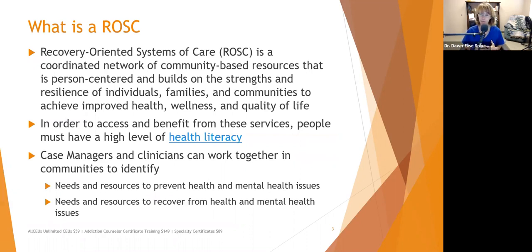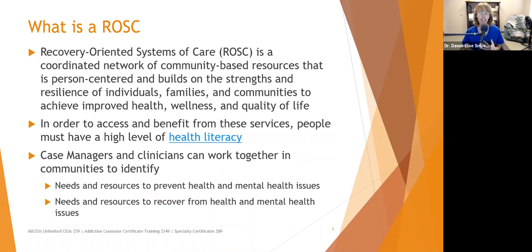are available. In order to access and benefit from the services available from a recovery-oriented system of care, people have to have a high level of health literacy. If they're not aware of why this service could be beneficial or that this service even exists, then they're not probably going to use it. So health literacy really starts helping people understand not only what they need, because they may not know what can help them feel better, but also learn how to figure out what's available and how to access it.